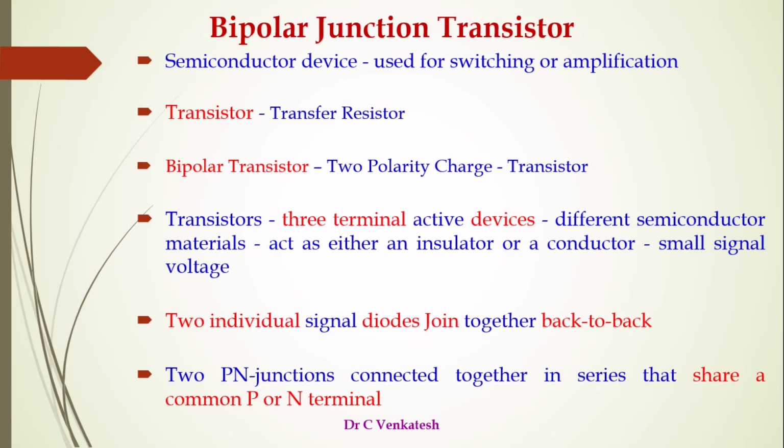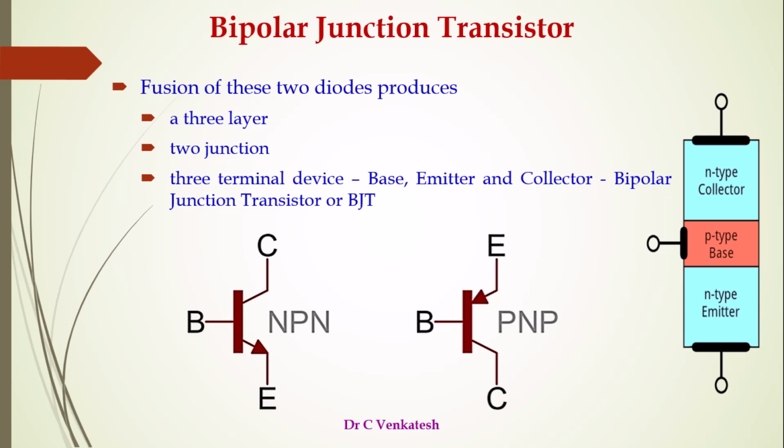Transistors are kind of like an extension of another semiconductor component we already discussed, diodes. In a way, transistors are just two diodes with their cathodes or anodes tied together. If we now join together two individual signal diodes back to back, this will give us two PN junctions connected together in series that share a common P or N terminal.